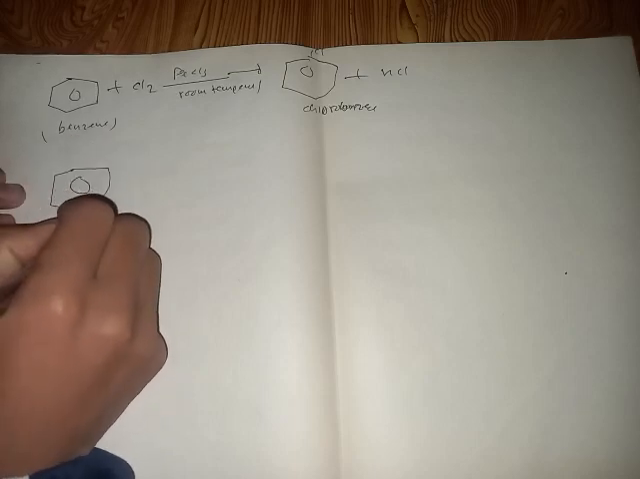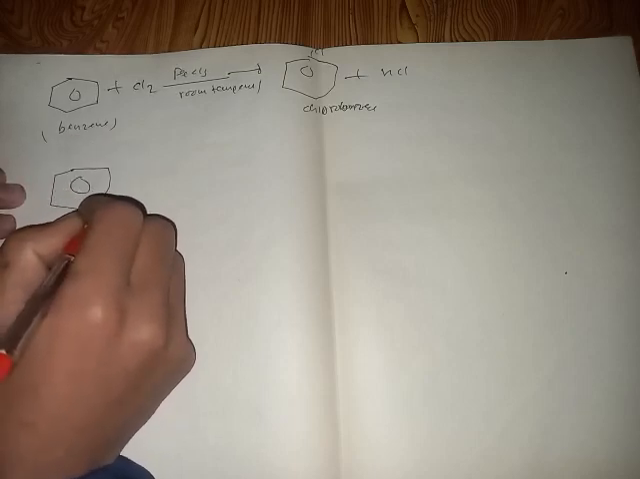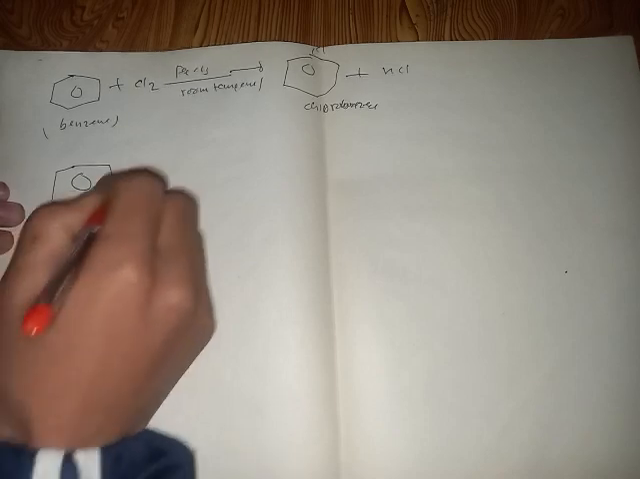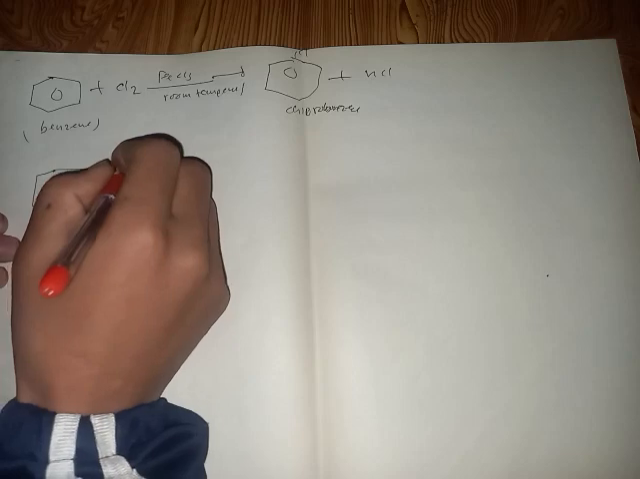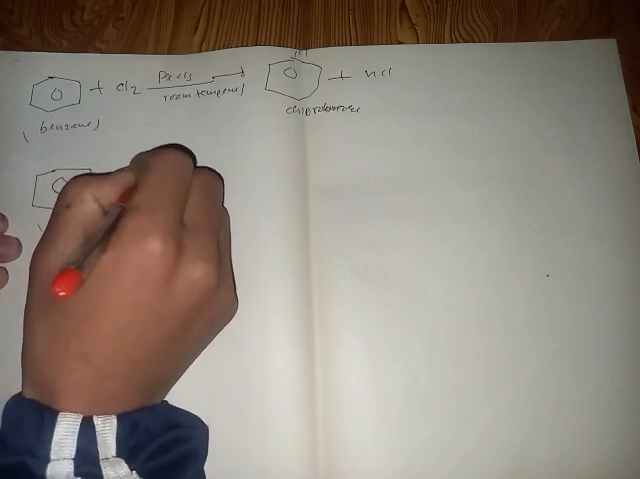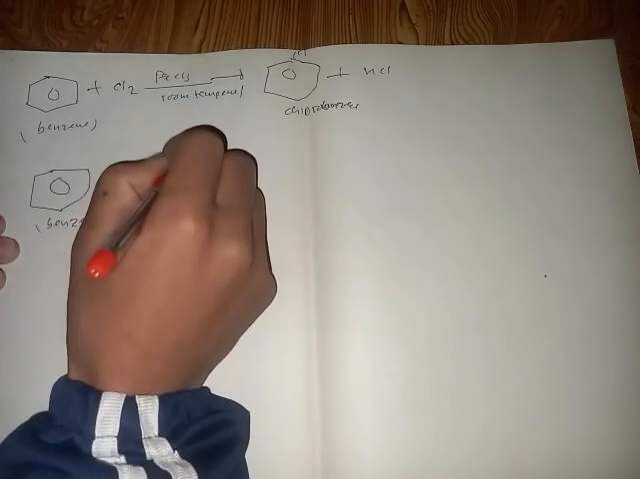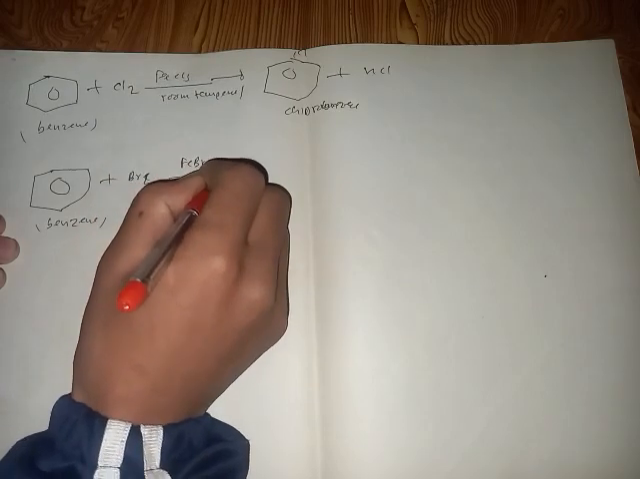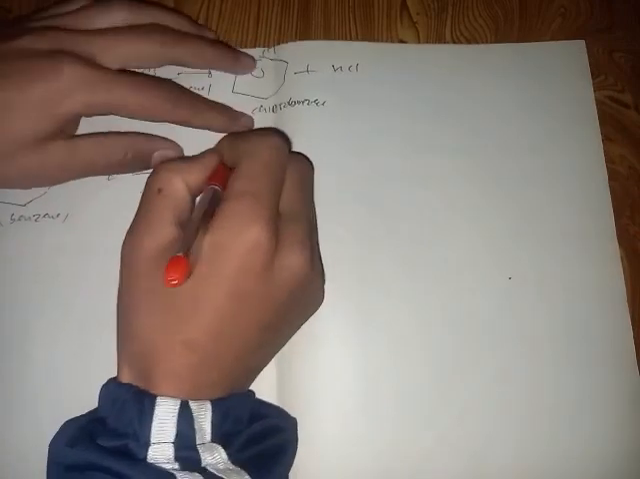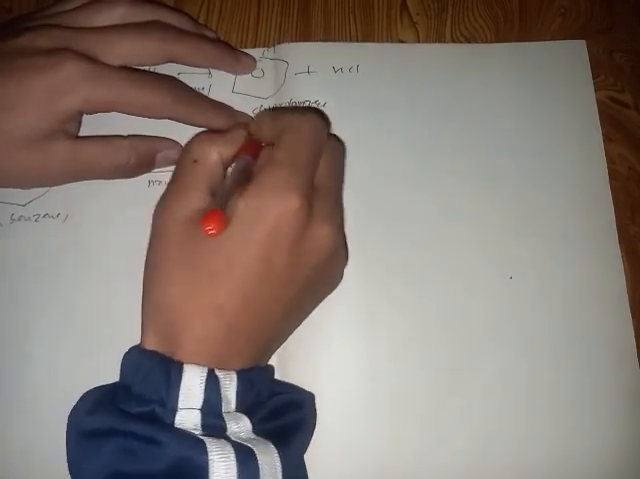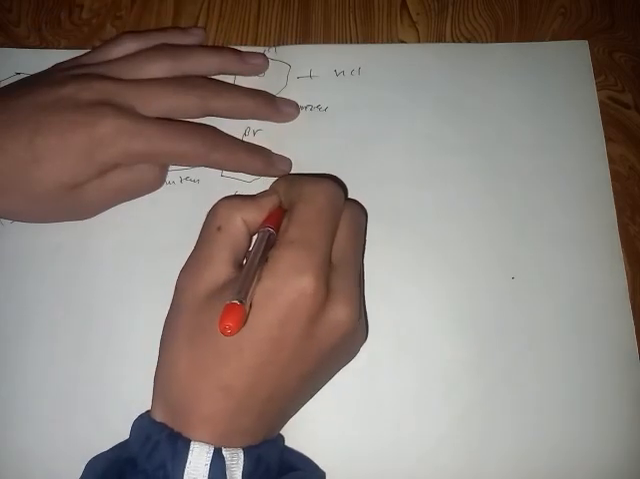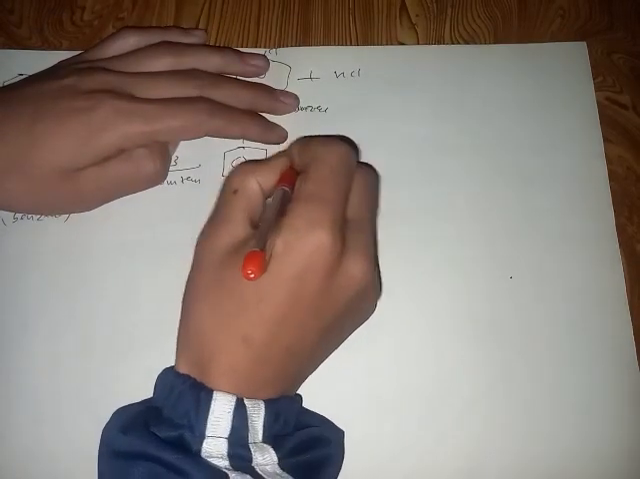The name of this compound is benzene. We know that already. Benzene is reacted with bromine, bromine in the presence of FeBr3 at room temperature, to give the product. The name of this compound is bromobenzene, and the side product is hydrogen bromide.